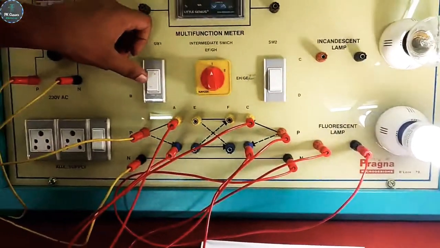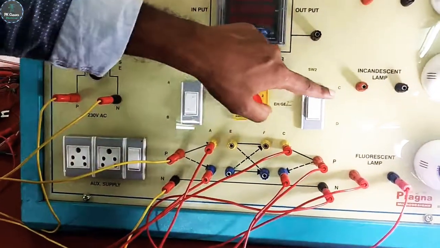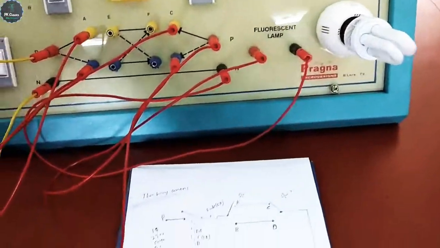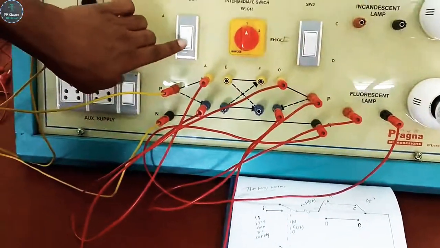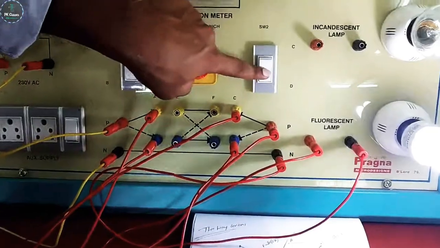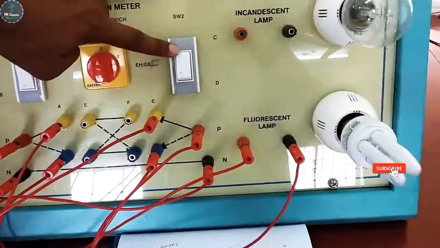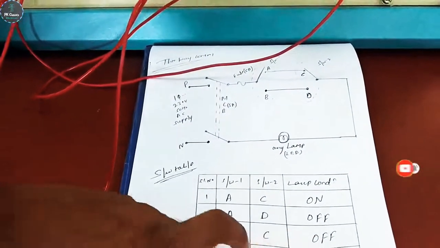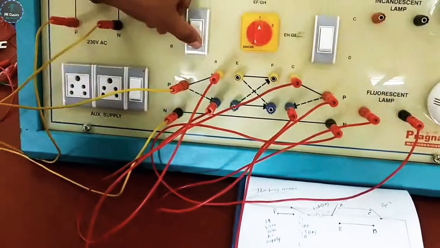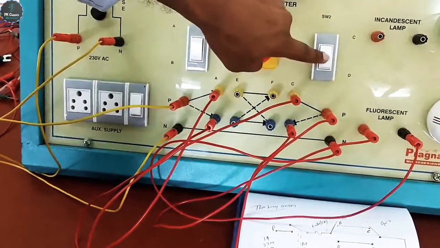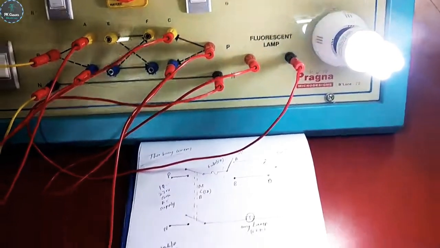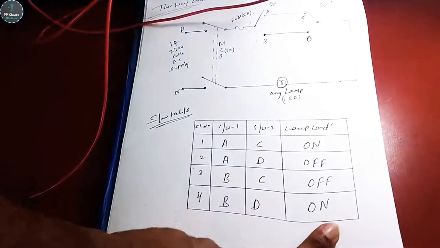If switch 1 is connected to A and switch 2 is connected to D, it is off condition. In the switching table also, you will get off condition. Next, switch 1 is in B position and switch 2 is in C position. Off condition, lamp will not be glowing. Next, switch 1 is in B position and switch 2 is in D position. What is the condition? On, because continuity will be there, lamp will be glowing.